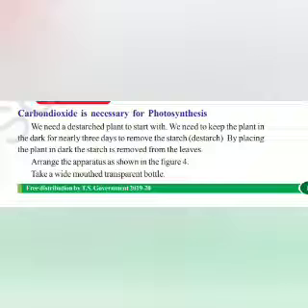For that, we need to keep the plant in the dark for nearly 3 days. Whenever we place the plant in the dark, the starch is removed from the leaves because there is no sunlight. The plant is unable to get sunlight, so it is unable to prepare its glucose, which is nothing but starch. So this is the process of destarching. That means we are removing the starch from the plant.